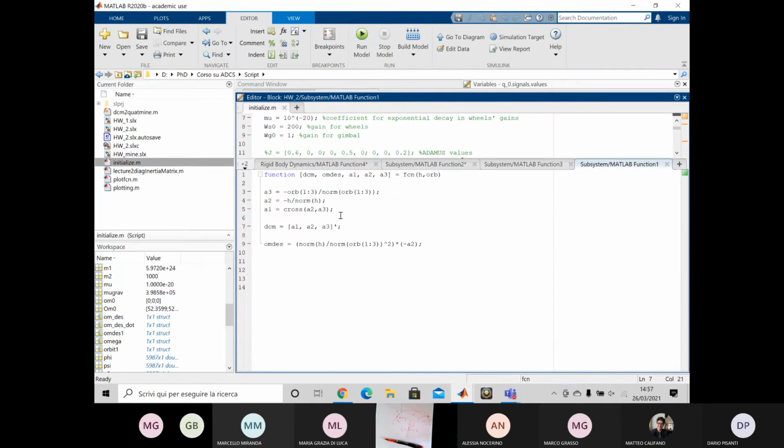Does anyone have any comments, input on this? Yeah, I have a different initial quaternion, but I don't know if it's correct because I obtained the same strange behavior as Marco. What is your initial quaternion? So, minus 0.5, minus 0.5, 0.5, 0.5. The first one is minus 0.5, the second one minus 0.5, and the third and fourth components are 0.5. Is the norm 1 for this thing? Yeah, I should check.